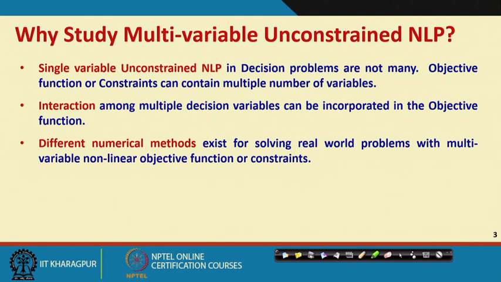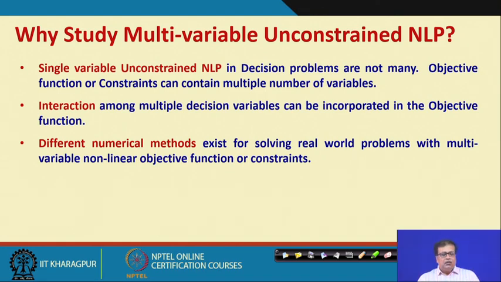But there most of the situations are not going to be single variable. There could be a number of variables that may be present, and they could be interacting, and that can be represented in the objective function, and the constraints would also be similar for multiple resources. There are different numerical methods that exist for solving multivariable nonlinear objective functions or constraints. So, let us see what they are.